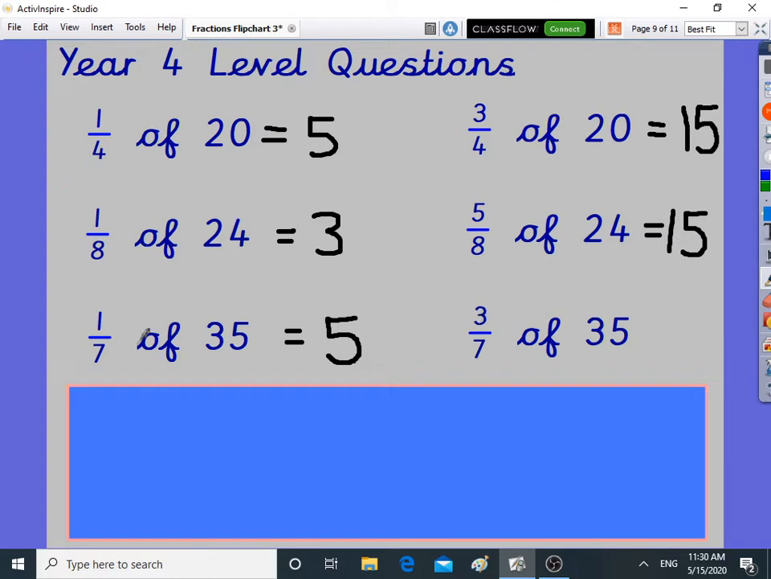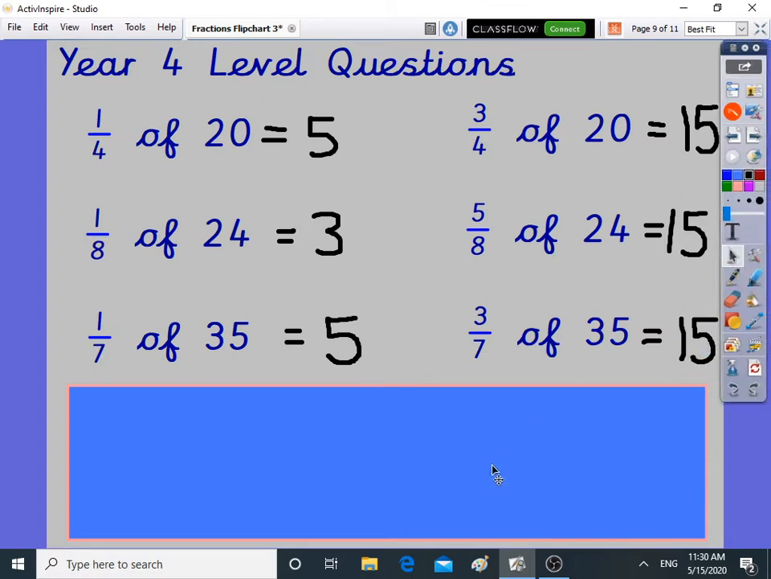3/7 is a bigger fraction than 1/7, isn't it? So 3/7 of 35 is going to be more than 5. Don't know what it is yet, but it's going to be more than 5. 1/7 was worth 5. 3/7 is going to be worth 3 lots of 5. 5, 10, 15. That's going to be 15 as well.